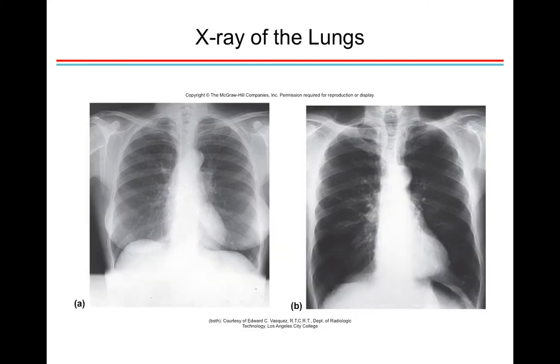Here are x-rays of lungs from a female, shown on the left, and from a male, shown on the right. And the lungs are basically these big dark regions, and the mediastinum is this area in the center, right? You can see the heart, and this is what a typical chest x-ray looks like.